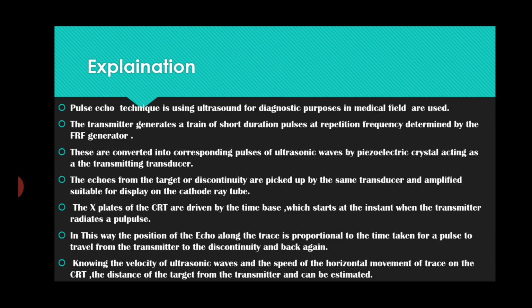In this way, the position of the echo along the trace is proportional to the time taken for the pulse to travel from the transmitter to the discontinuity and back again. Knowing the velocity of ultrasonic waves and the speed of the horizontal movement of the trace on the CRT, the distance of the target from the transmitter can be estimated.